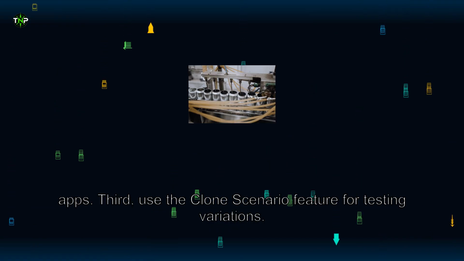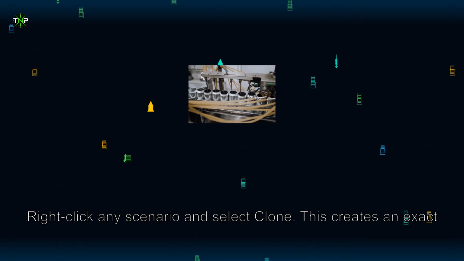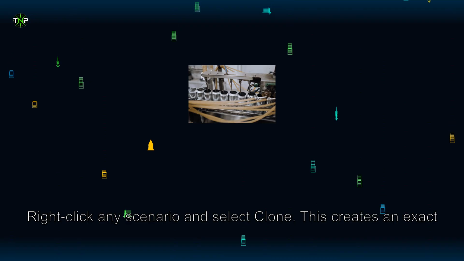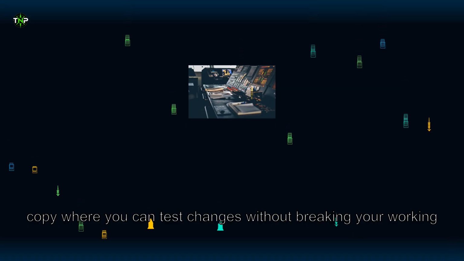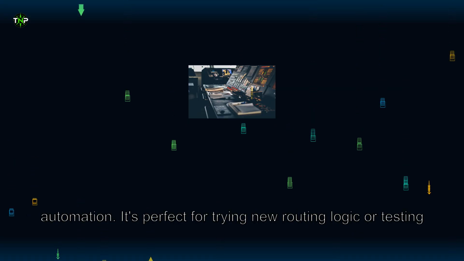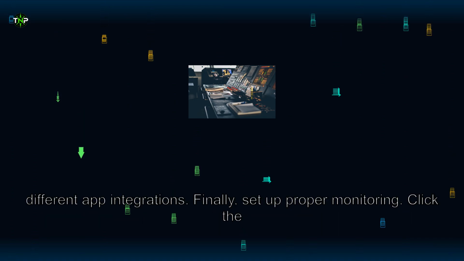Third, use the clone scenario feature for testing variations. Right-click any scenario and select Clone. This creates an exact copy where you can test changes without breaking your working automation. It's perfect for trying new routing logic or testing different app integrations.